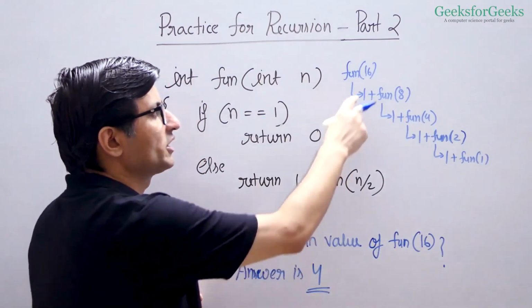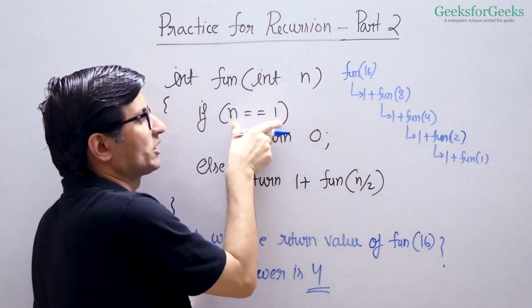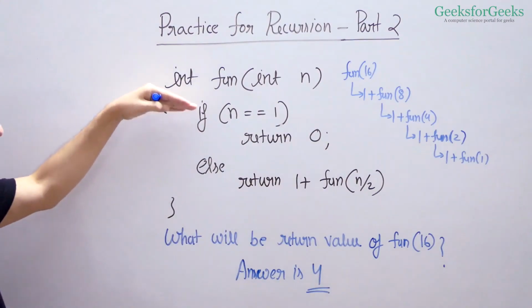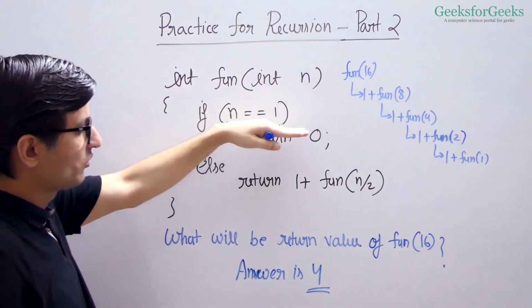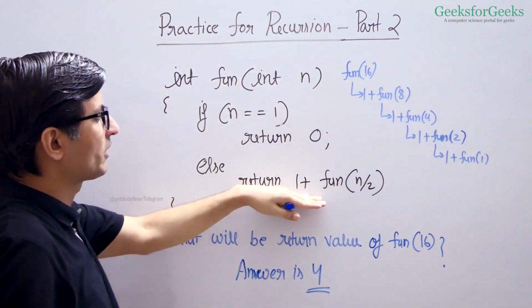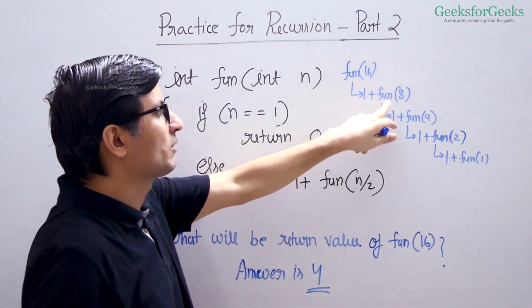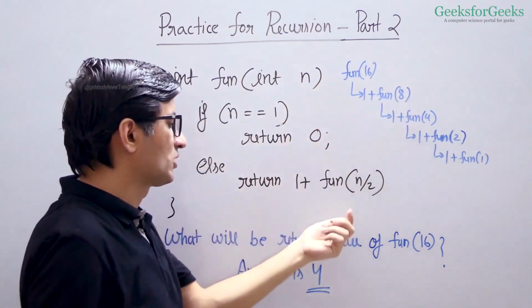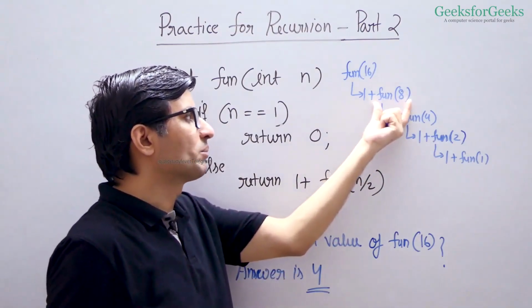When you call for 16, it checks this if condition, and begins the execution from here. N is not 1, so it does not go inside this if condition, it goes into the else part. So what it does is call 1 plus fun 8. This is what it's going to return, but it needs to compute fun 8.